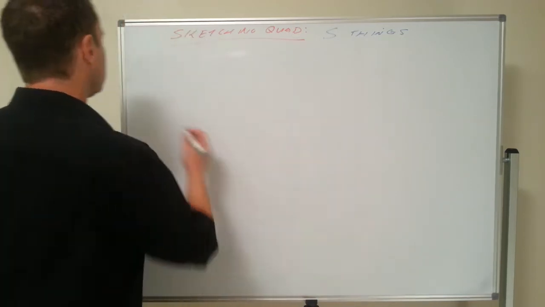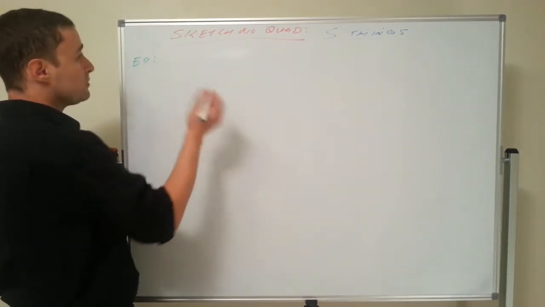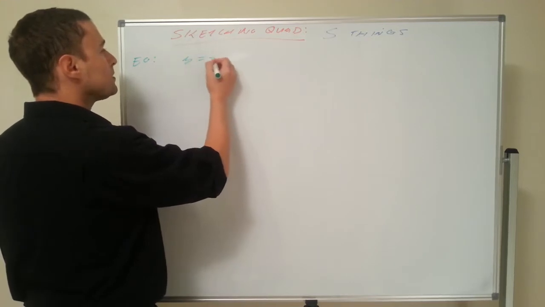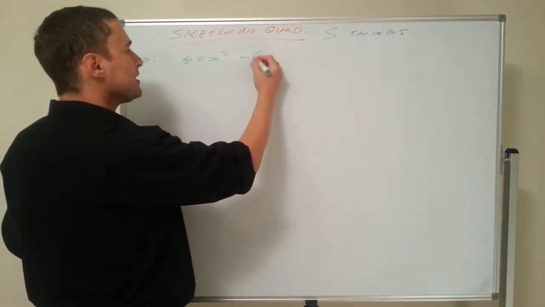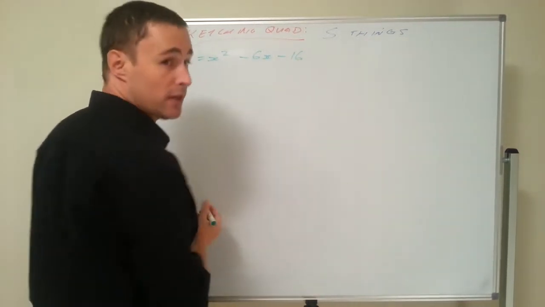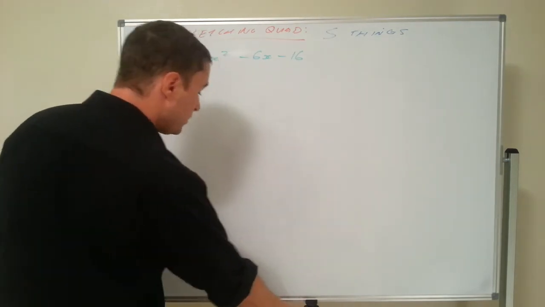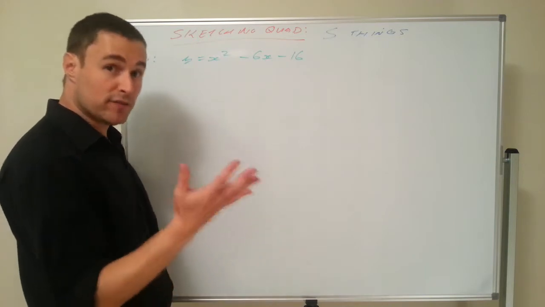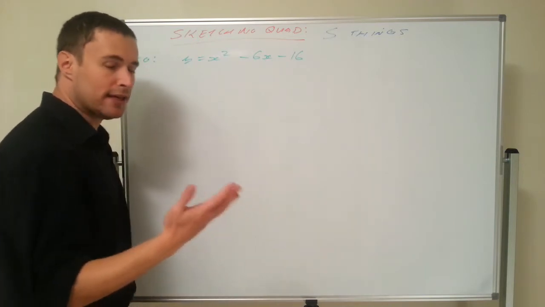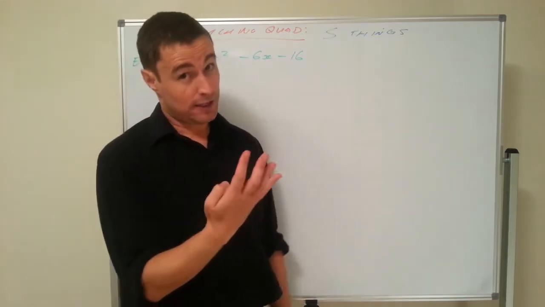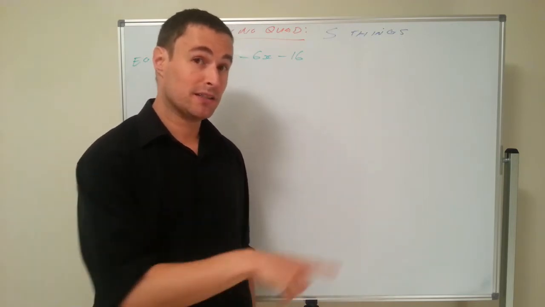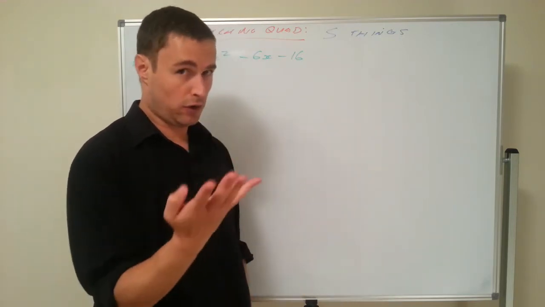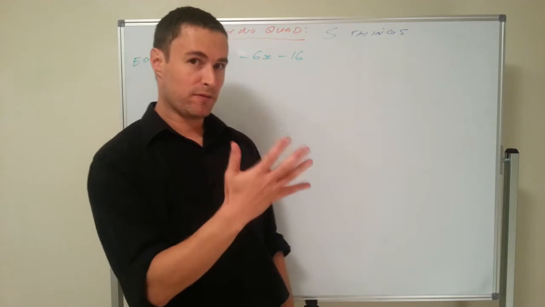So let's look at this example. They ask you to sketch y equals x squared minus 6x minus 16. They just say sketch it. They expect you to know that you have to find 5 different things. Sometimes there's 4. If it's only one x-intercept, then you've only got 4. But most of the time it will be 5 different things.